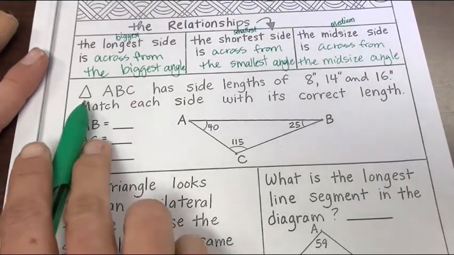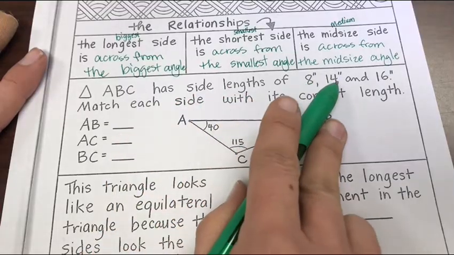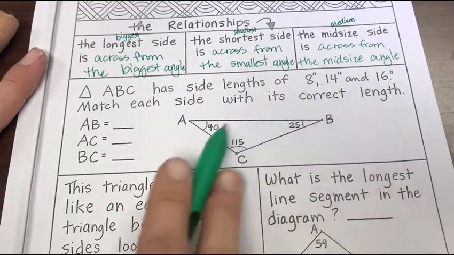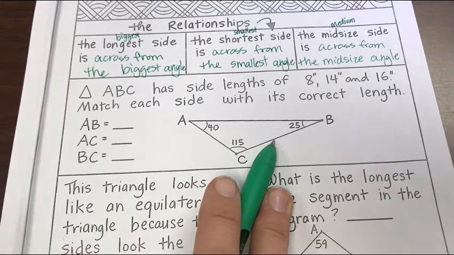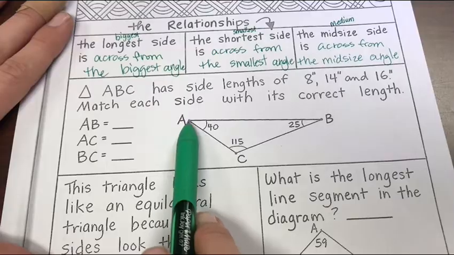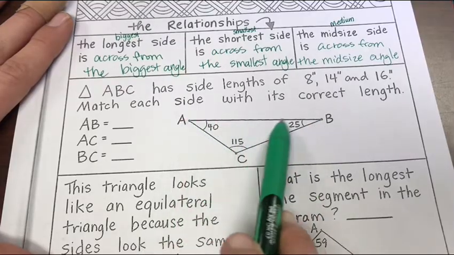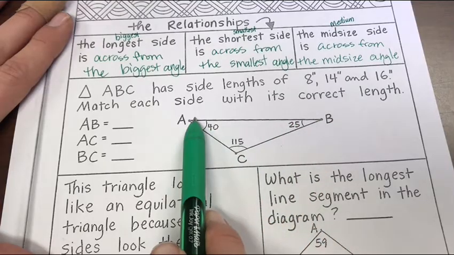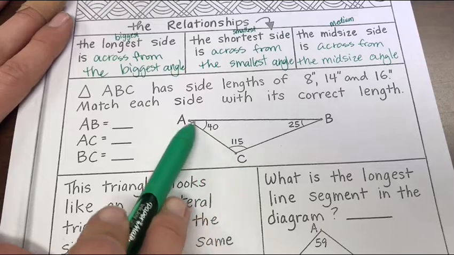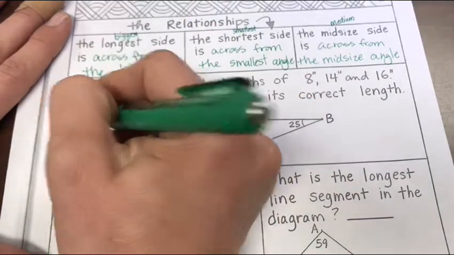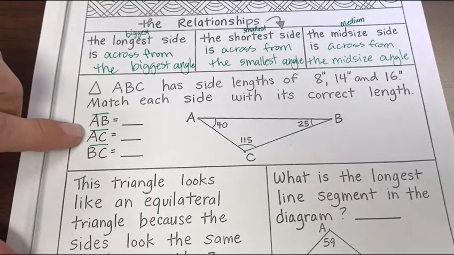So you have these triangles, and they're labeled triangle ABC. They have side lengths of 8 inches, 14 inches, and 16 inches. So they're giving you the lengths of these three sides. The way that we label sides is where it begins and where it ends. So this is the side that I'm tracing along. This is side AB or BA. It doesn't really matter what order. This is side BC. This is side CA. Okay, and you put a line like this above each side. So that's how I want it done in your homework.